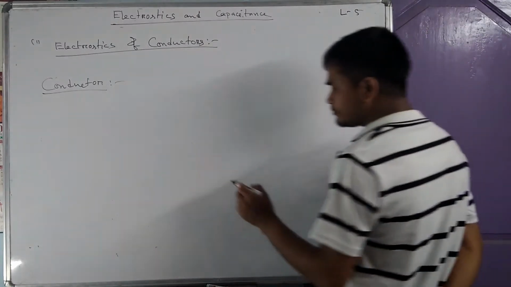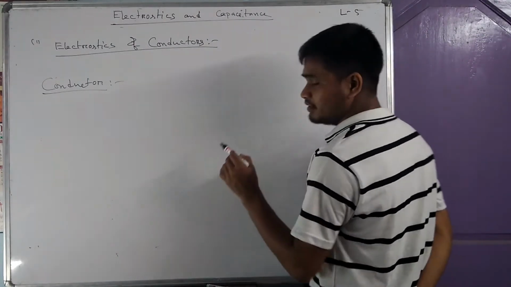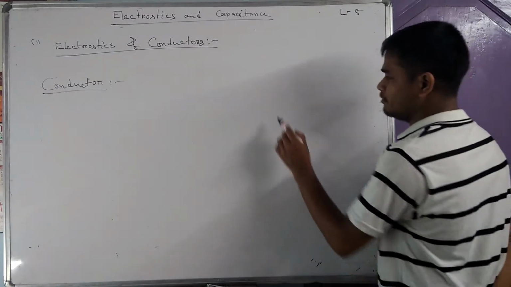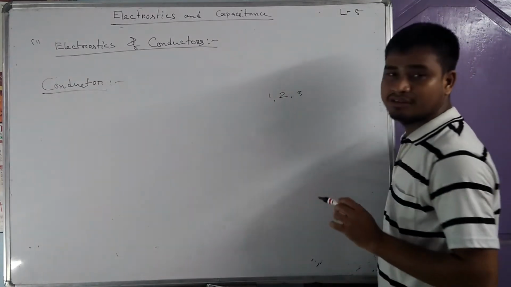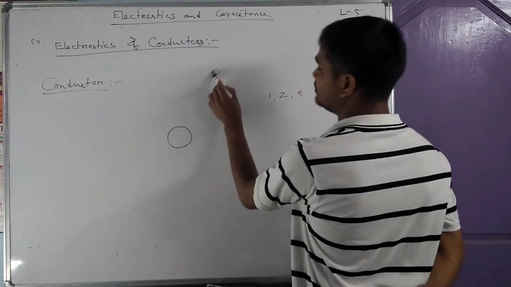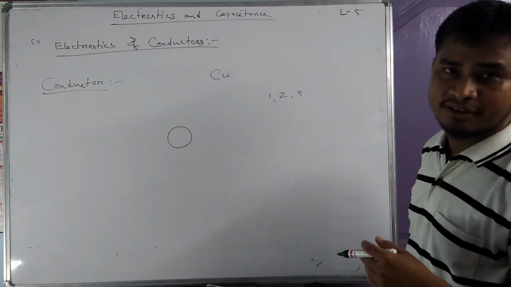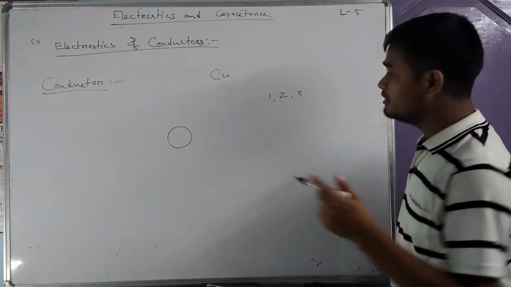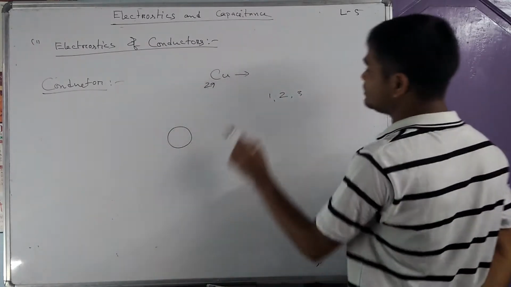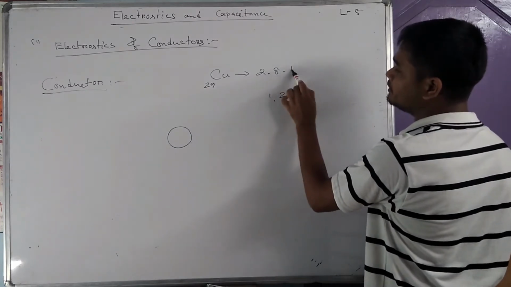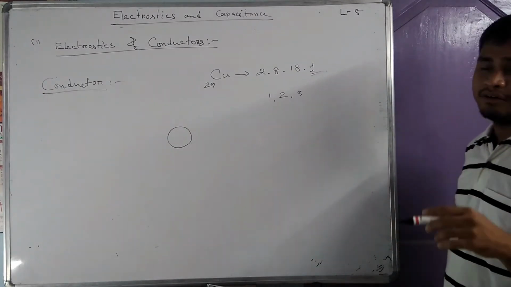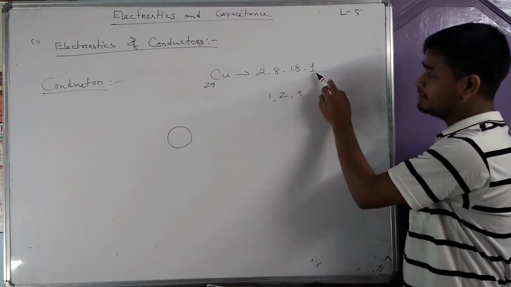We know that generally in metals, the outermost electrons are 1, 2 and 3 in number. Okay, so we can draw a diagram. Let us consider copper, generally used in electrostatics. We know that the atomic number of copper is 29. Therefore its electronic configuration is 2, 8, 18 and 1. That is, in the outermost shell, the number of electrons is 1.